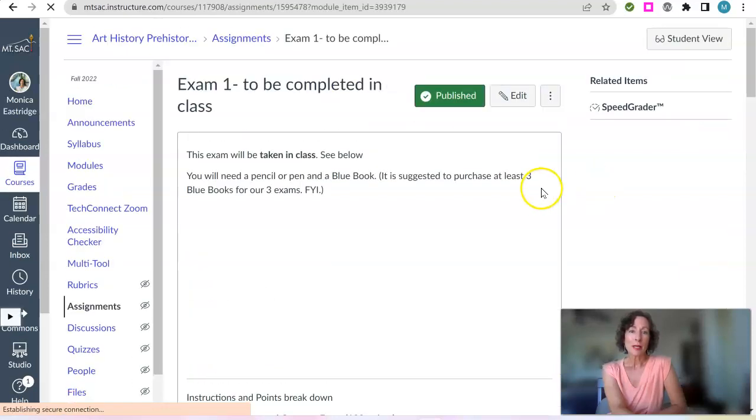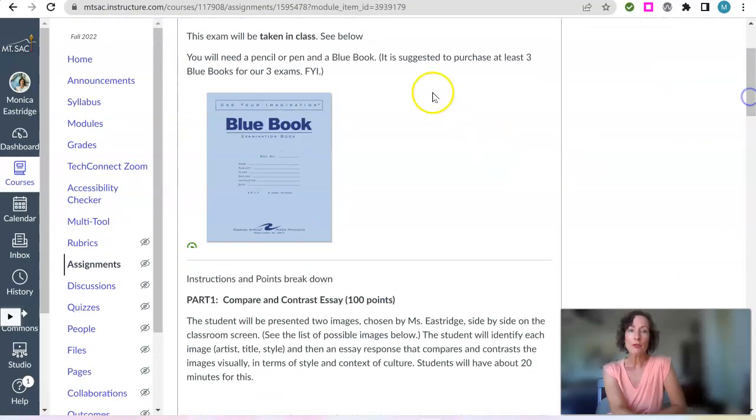For example, for exam 1, I have a picture of a blue book. I need you guys all to have a clean, brand new blue book. A blue book is essentially a stapled chunk of lined paper that you guys can use to write your answers on for the exam. And then it's nice and convenient to hand into me. It's all like bound together.